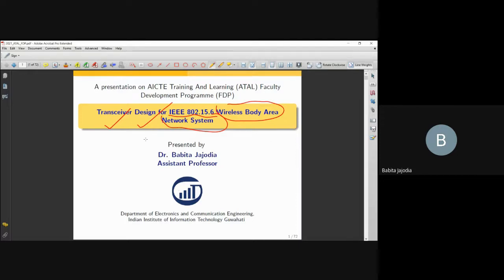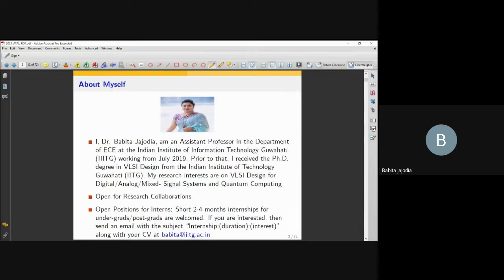To summarize, in this talk we will be discussing the design of the transmitter and the receiver for a particular wireless body area network, pertaining to the standard 802.15.6. The last number itself indicates it's a wireless body area network. If it's 15.4, it's known to us that it comes under the wireless personal area network. Okay, as a brief introduction about myself, as Mr.